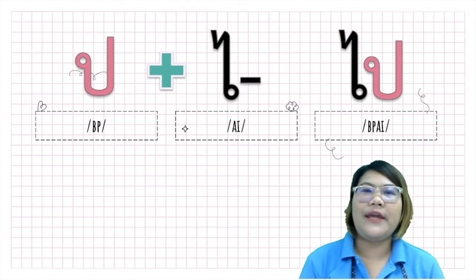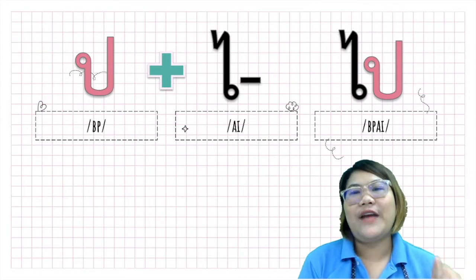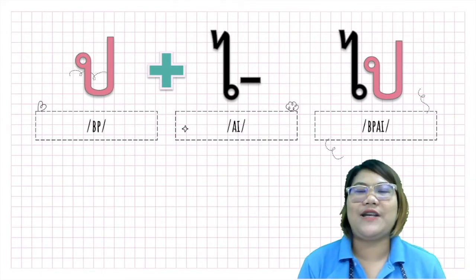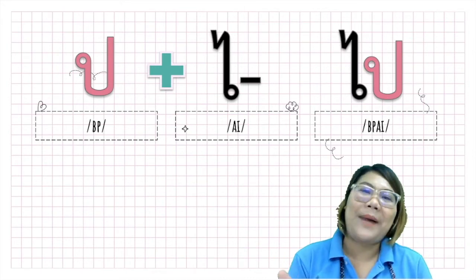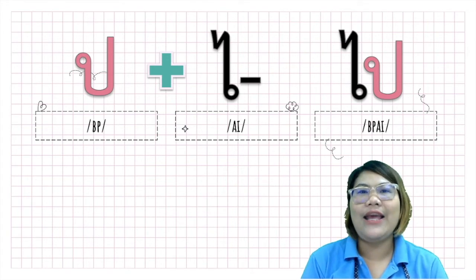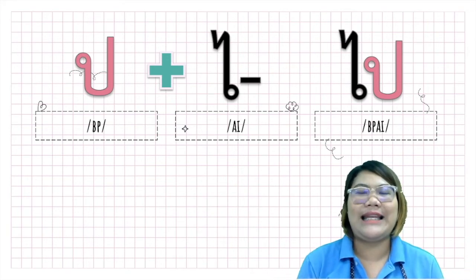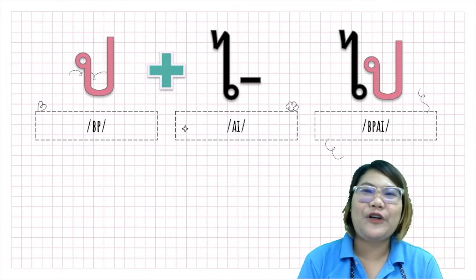Don't think of Thai writing in a linear fashion. Think of Thai vowels as clip-on accessories. Here is the word pai. When we say the vowel i, we have to pronounce the initial consonant first. P, i, pai, which means to go.